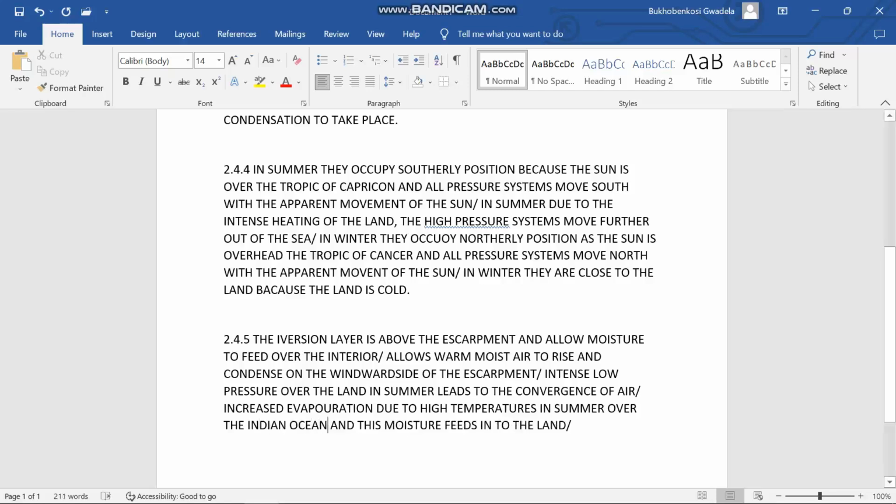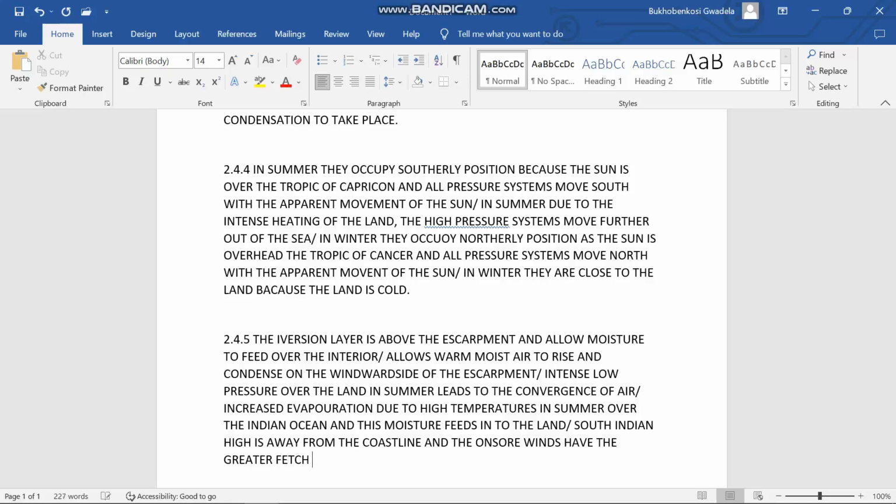Over the Indian Ocean, the warm ocean, or we can say South Indian High is away from the coastline, and the onshore winds have a greater fetch, resulting in more moisture over the land. Okay, yes, that's how it goes.